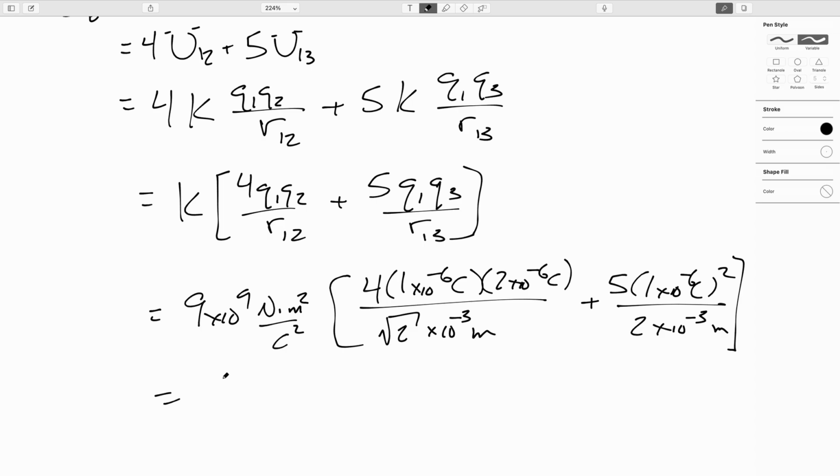Grind it through on your calculator, you'll get 73.3 joules, which is an awful lot of energy for a small system like that, but that should just give you some idea of how large the electric force is.